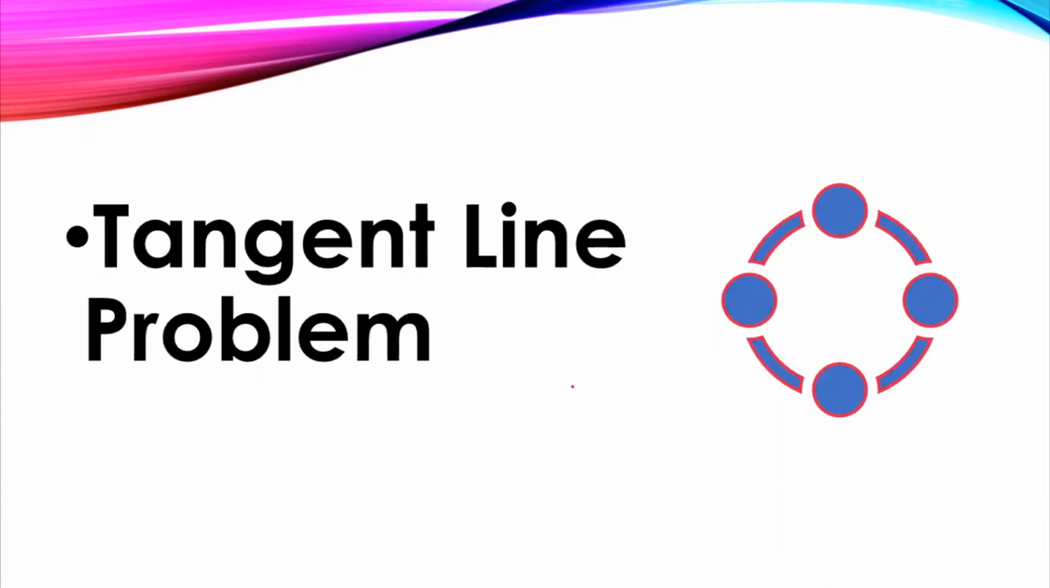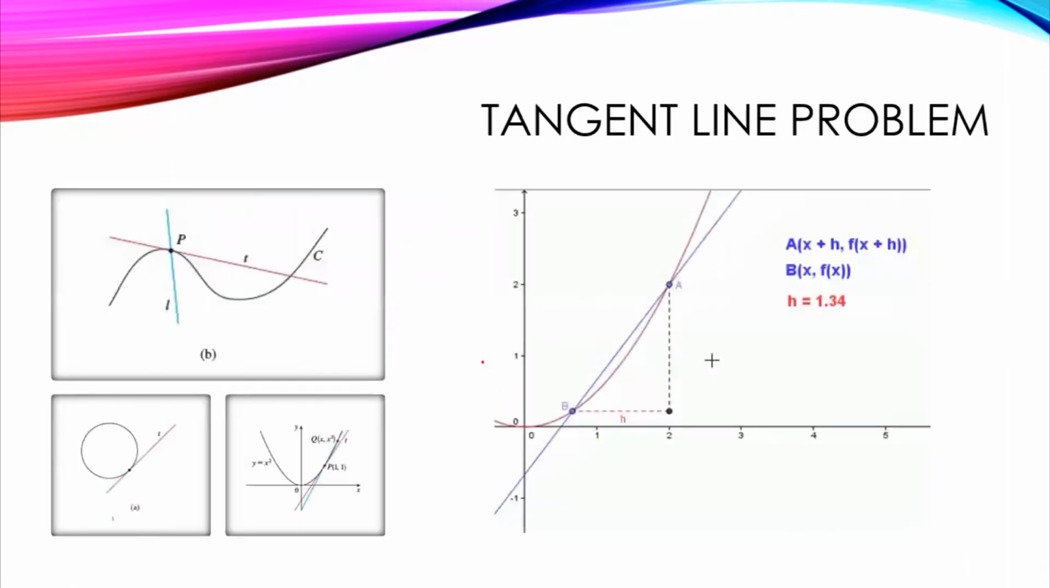Before we move on to the limit concept, let us discuss first the tangent line problem. As you can see in this diagram, this line T is what we call the secant line because it touches 2 points in the curve, this point and this point. However, this line here is what we call the tangent line because it touches only 1 point in the curve. This line T here is the tangent line, while the blue one is the secant line.